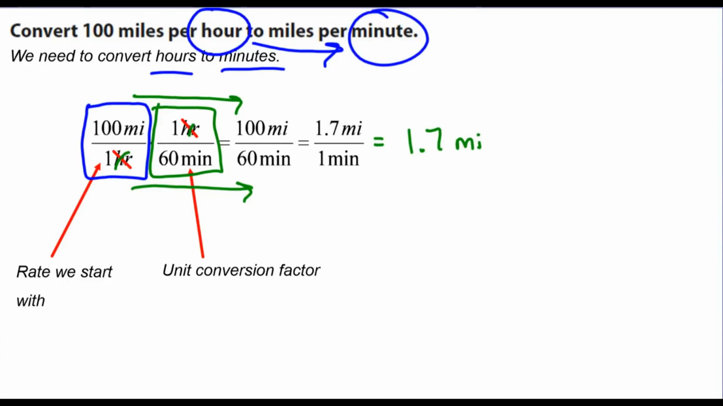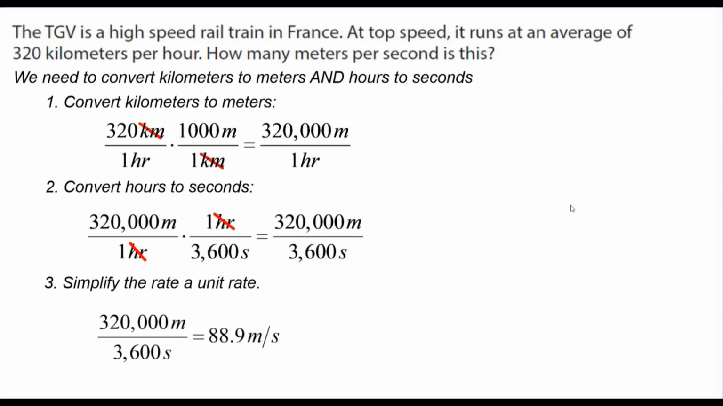And that is my unit rate now converted to miles per minute. 100 miles per hour is 1.7 miles every minute. So that's converting rates.